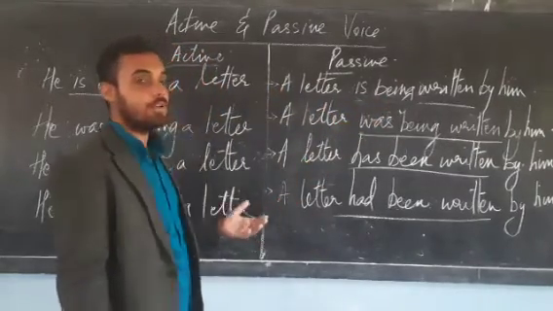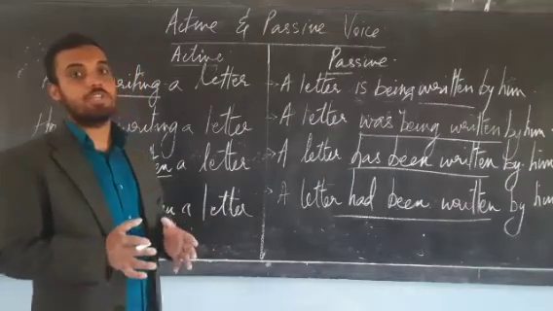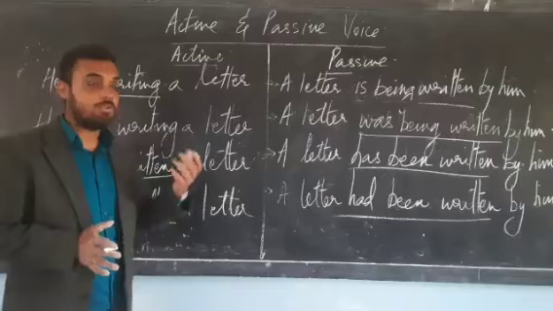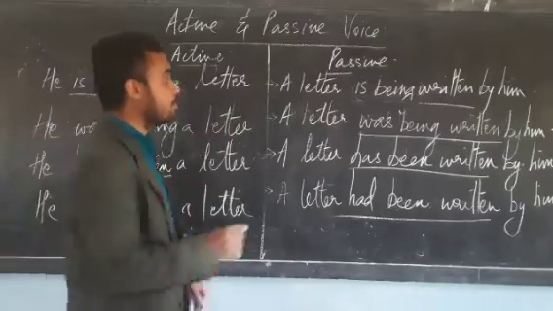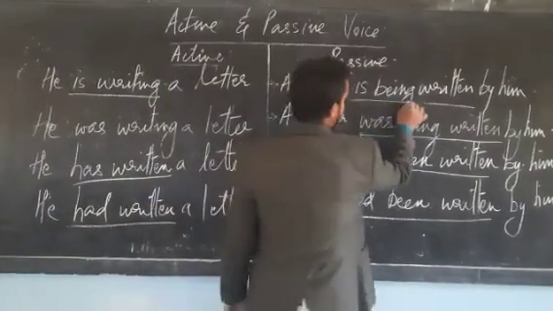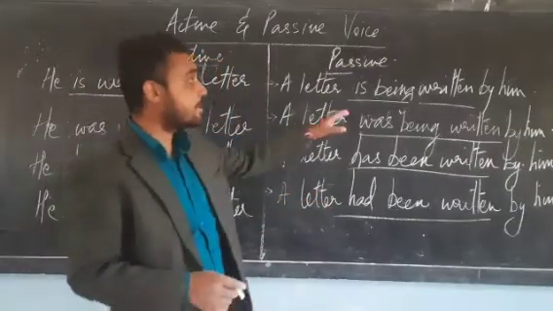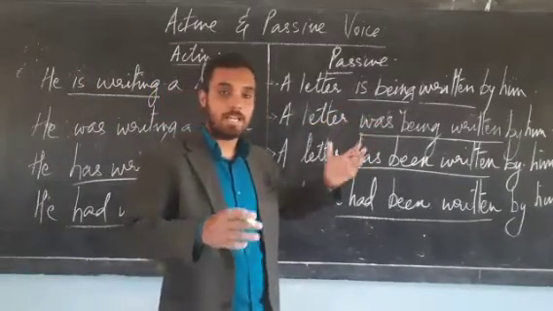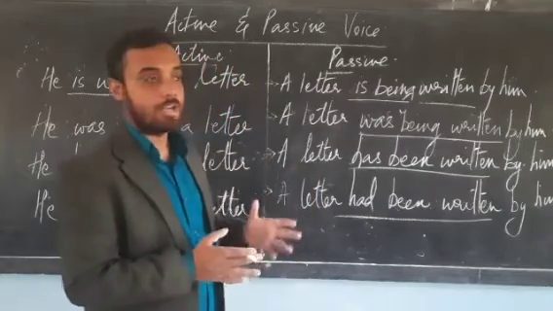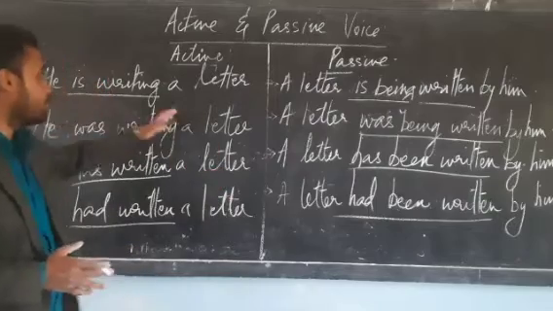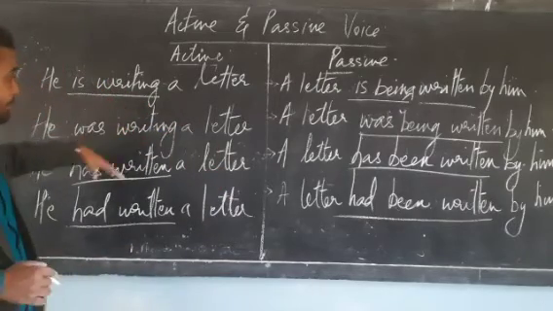Now in passive voice also, we don't have to change the meaning of the sentence. So to not change the meaning of the sentence, we have to use the being form. Is being stands for continuous. A letter is being written by him. Is being written tells you that the action is going on. And in passive voice, the meaning of the sentence has not changed as it was in the active voice.